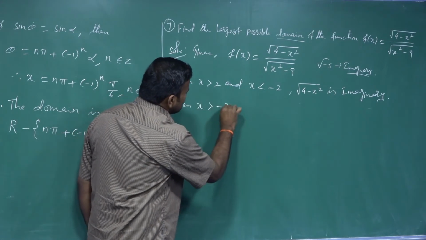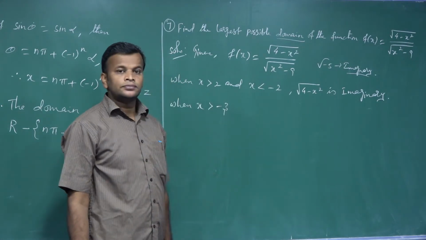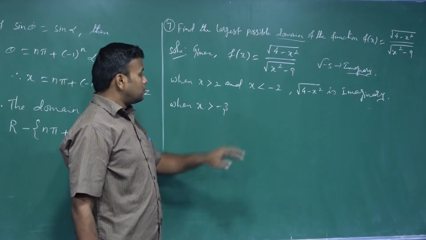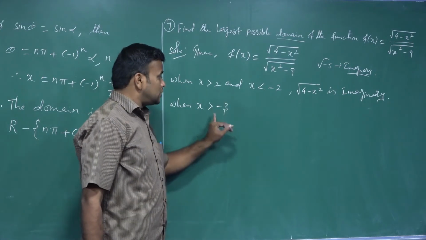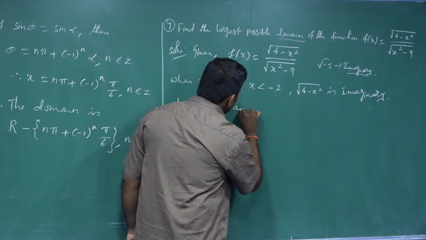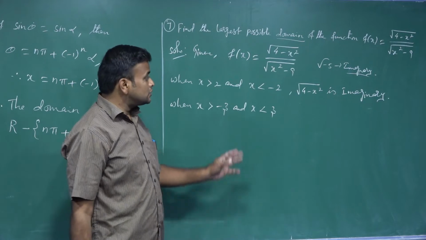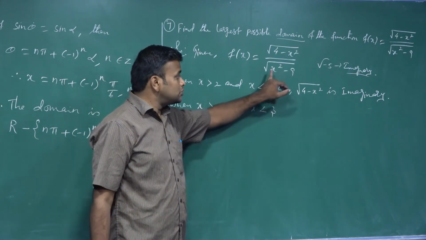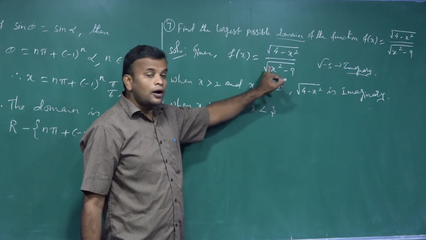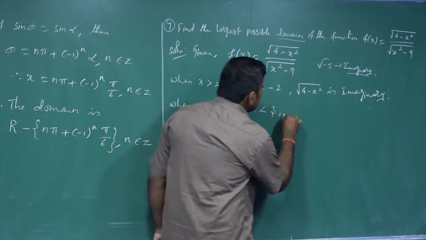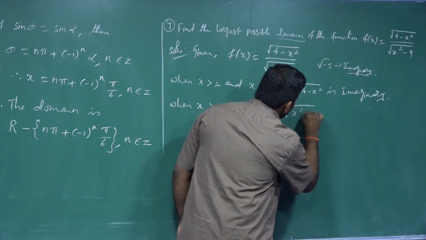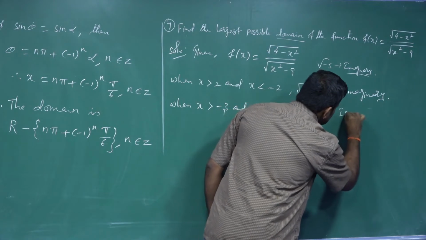when x is greater than minus 3, I come to the denominator. When x is greater than minus 3 and x is less than 3. X is less than 3. Less than 3 means 2, 1 or 0. The denominator, x square minus 9, is imaginary.